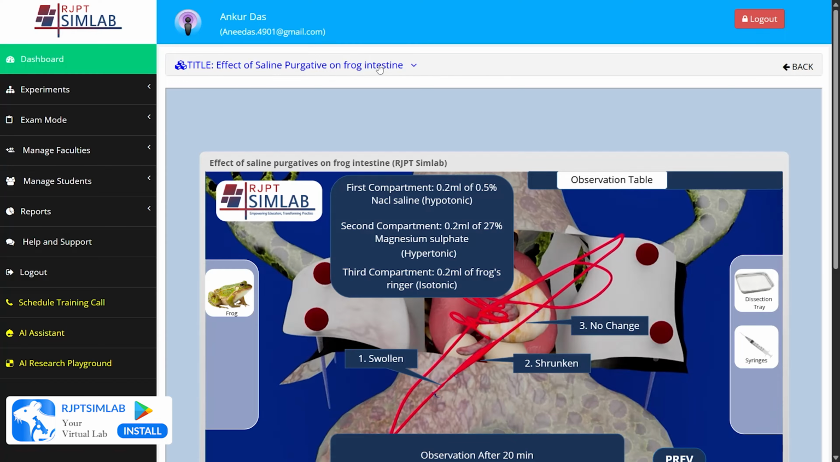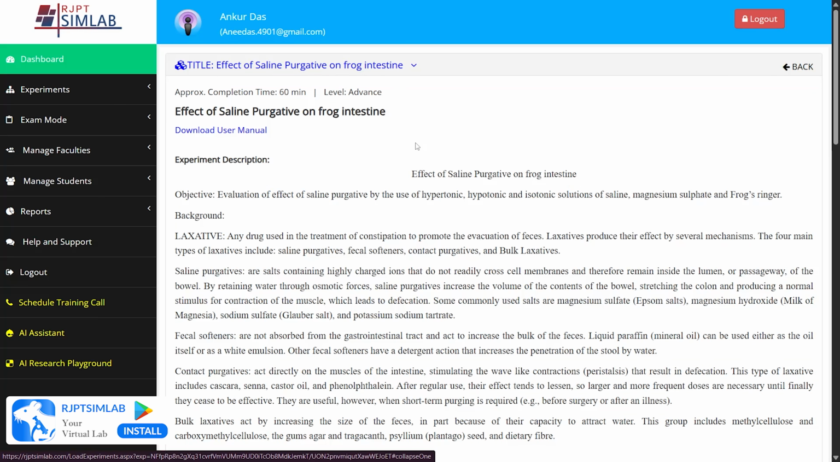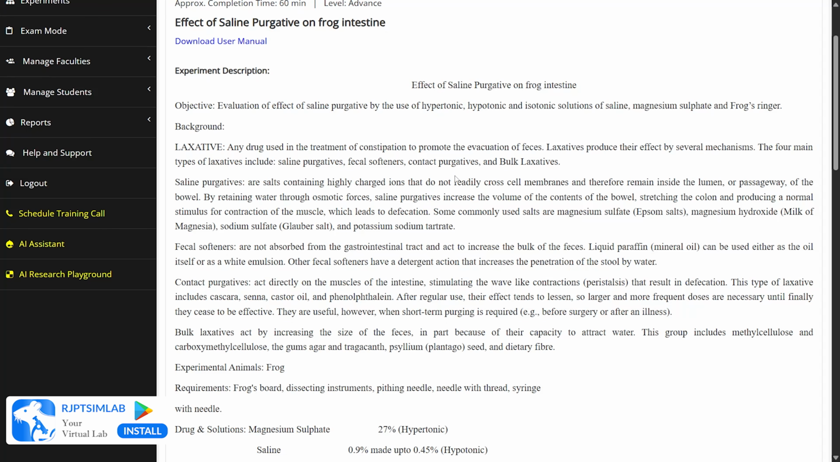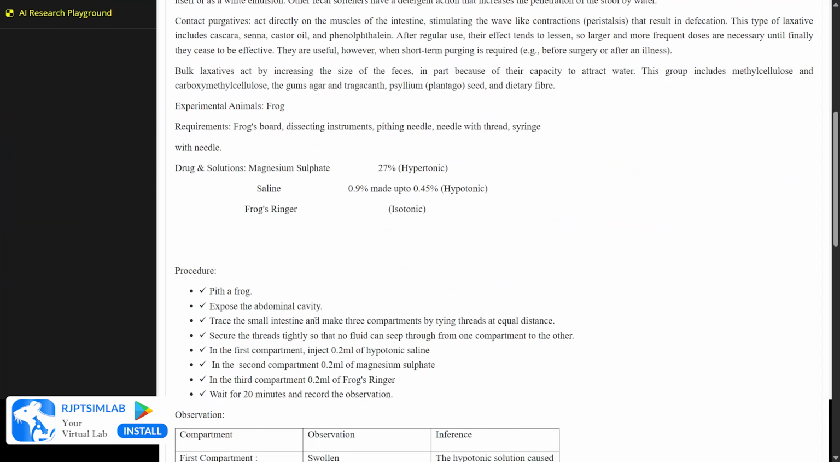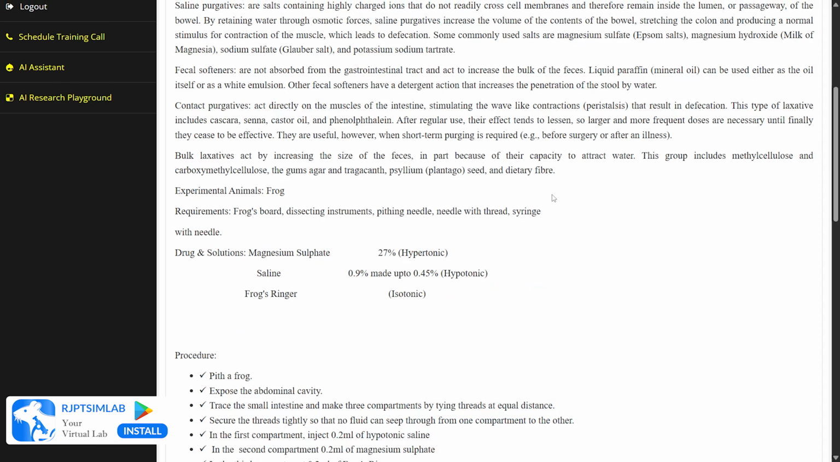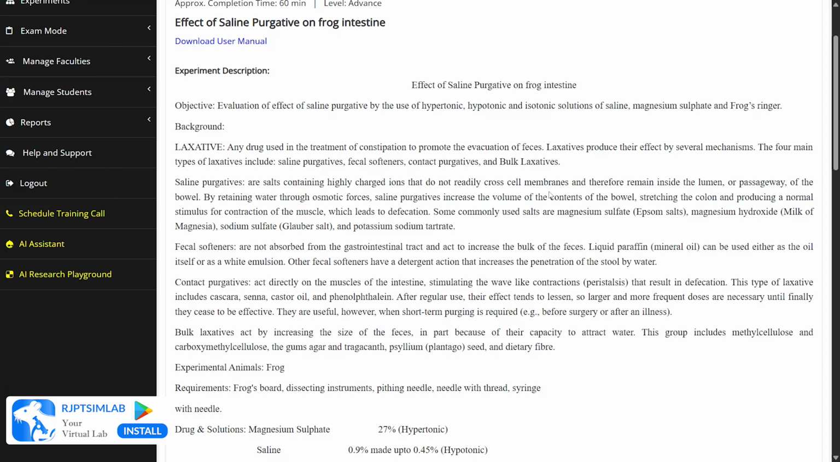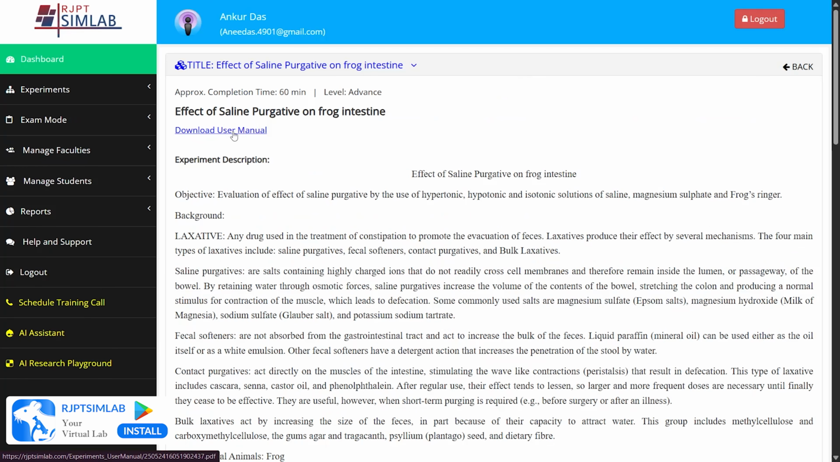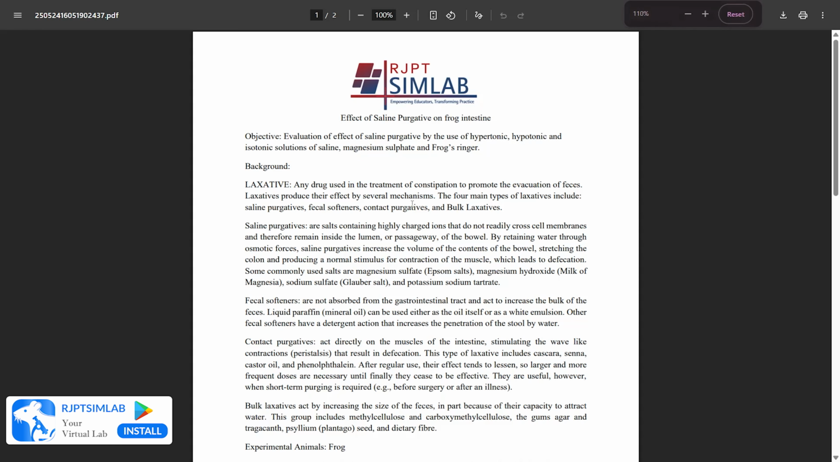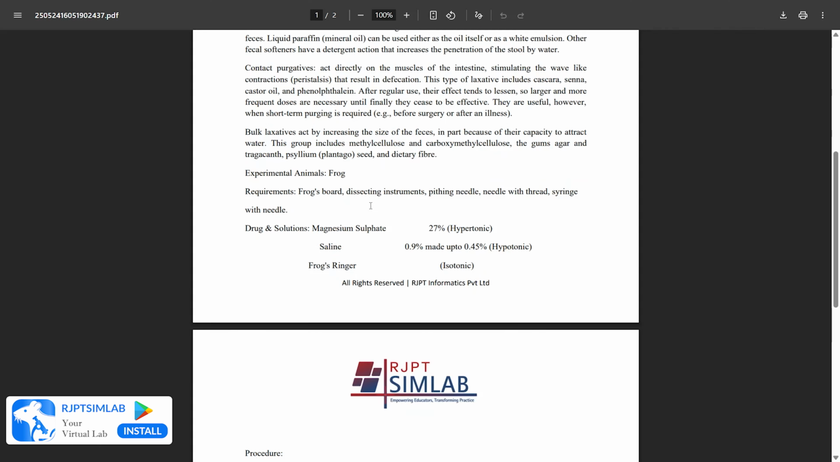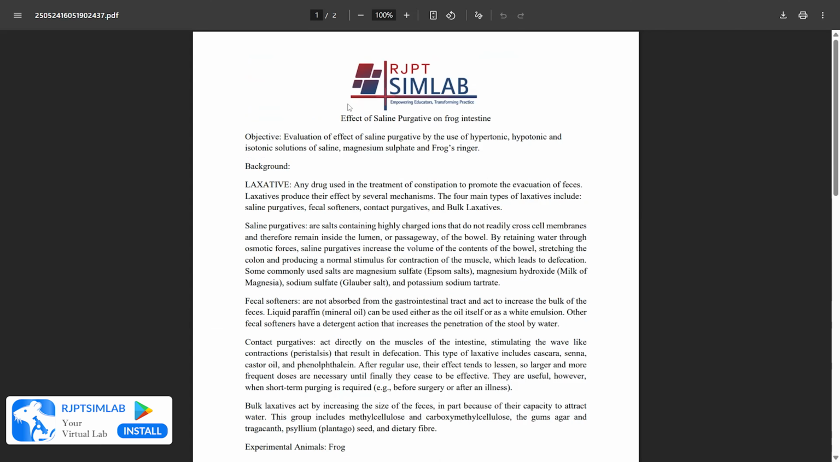When we click on the effect of saline purgative, the title of this experiment, we will see this page. This page shows the written portion of this experiment: the introduction part, the procedural part, and the observation table part. We can go through this before performing the experiment so that we have a brief idea about the experiment. And on the download user manual, when we click here, we will see the written portion of the experiment in a PDF format. This is for those students who do not have our RJPT Simlab subscription, so that they can at least have a go through and brief knowledge about the experiment.